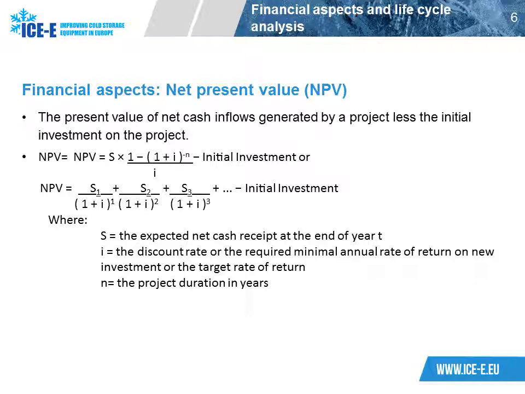There are two formulas. The first one is used when you have the same savings all the years of the investment. The second one is used when you have different savings all through the project's lifetime. S is the expected net cash received at the end of the year T, or the annual savings. I is the discount rate, or the targeted investment rate of return. N is the project duration in years.